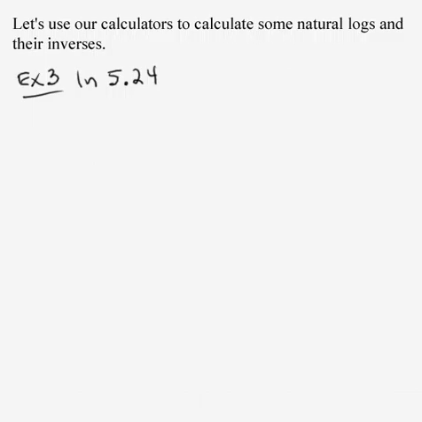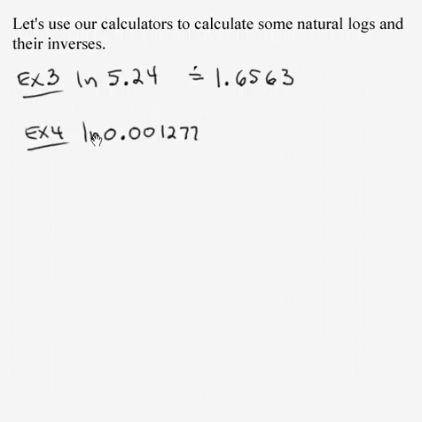Well, depending on your calculator, you will type the 5.24 first and then hit the natural log button. Or you'll need to hit the natural log function first and then the 5.24, and then you might have to hit enter, equal, or execute. Round that to 4 places, just like we did with logs base 10. That's approximately 1.6563.